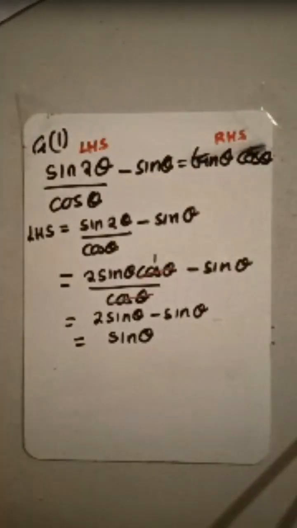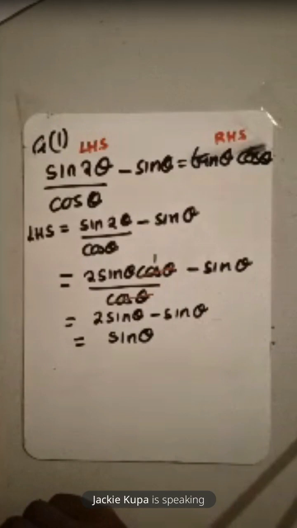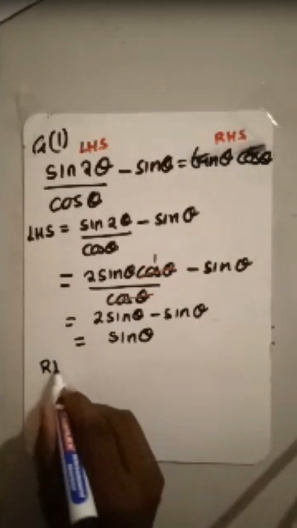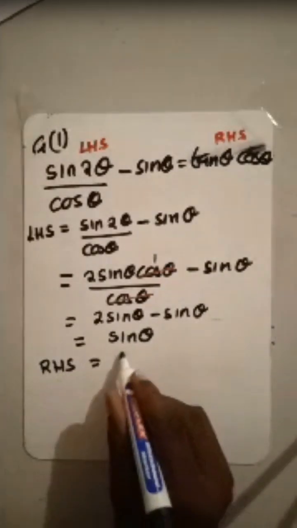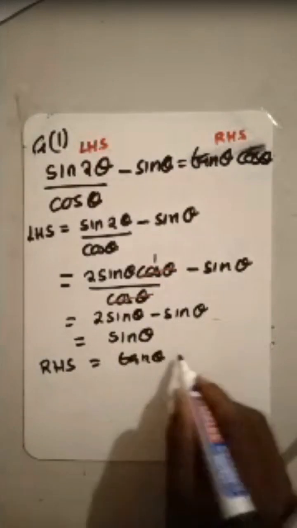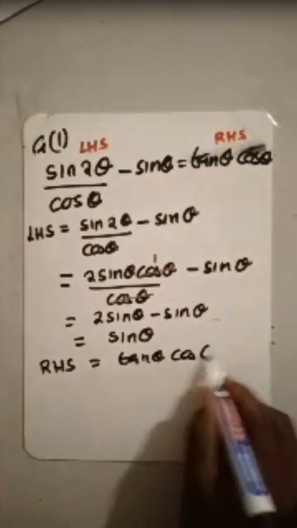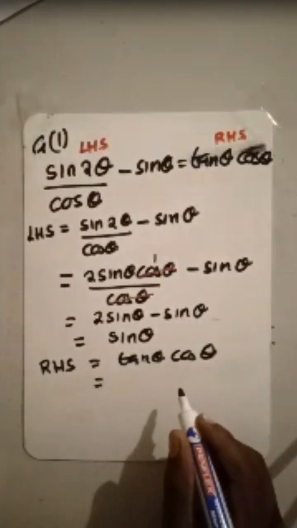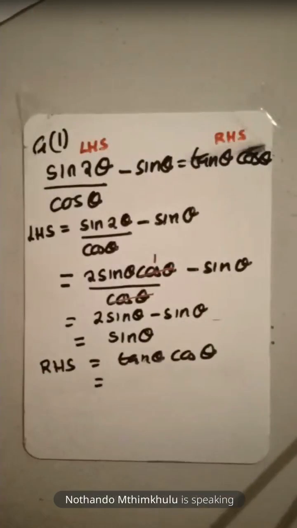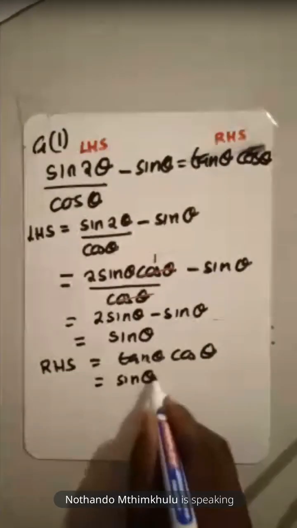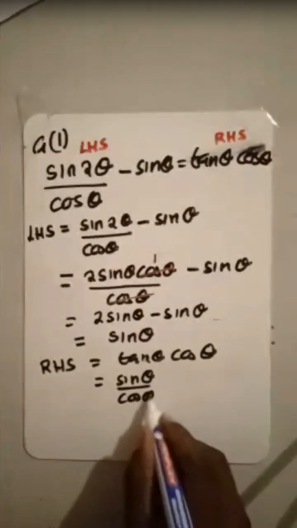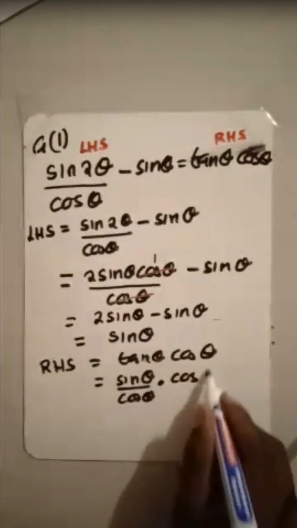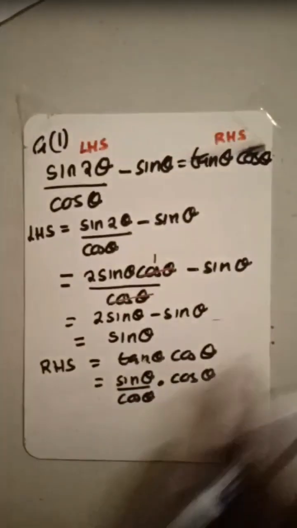Is there anything that we can do to the right-hand side so that it can be the same as the left-hand side? Because now the left-hand side is sine theta. Our right-hand side is equal to tan theta cos theta. Tan theta is the same as what? Remember, when you see sine theta over cos theta multiplied by cos theta, what's going to happen here?